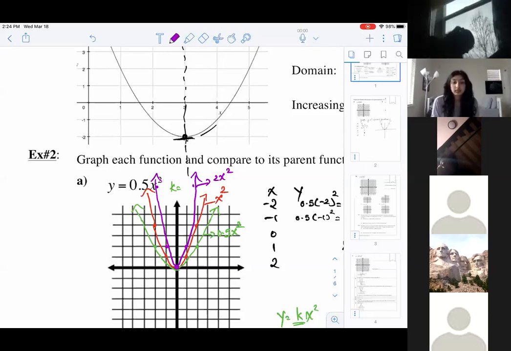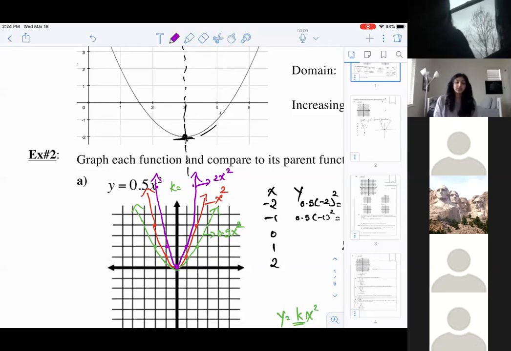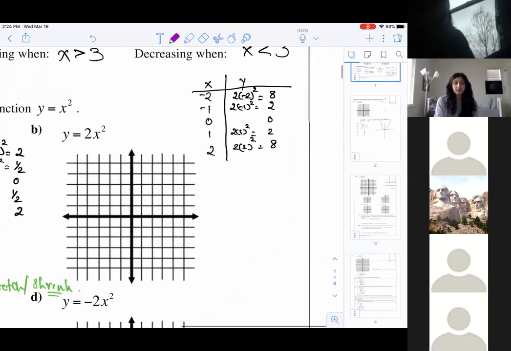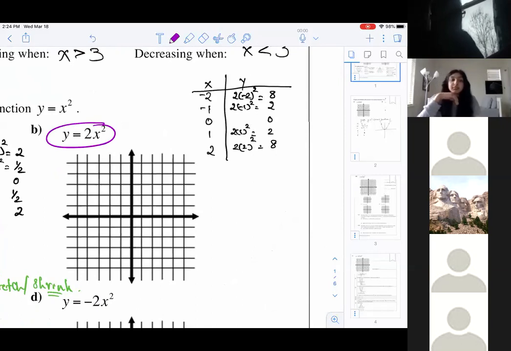Now we are going to compare that with the parent function. How would you compare the purple one with the red one? There is a number attached to the x squared, which is 2. So is that a vertical stretch or a shrink? Vertical stretch. So we are going to compare this function, coming back to y is equal to 2x squared. You're going to write it is a vertical stretch by the factor of 2.